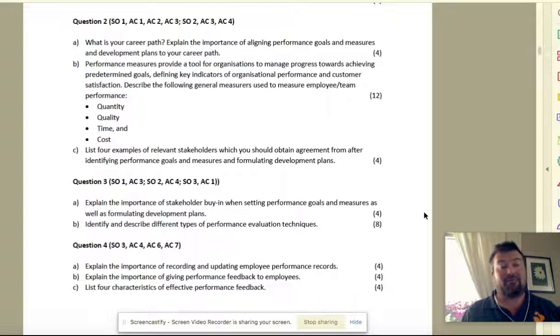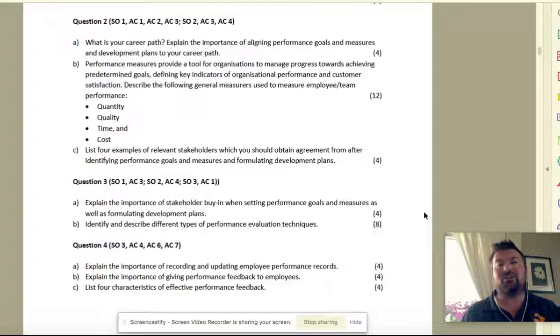Then B, performance measures provide a tool for organizations to manage progress towards achieving predetermined goals, defining key indicators of organizational performance and customer satisfaction. Describe the following measures used to measure employee and team performance. So quantity, quality, time, and cost. Now, why do we use those specific indicators? To make sure that people are on track. So page 15 and 16 of your workbook will cover that.